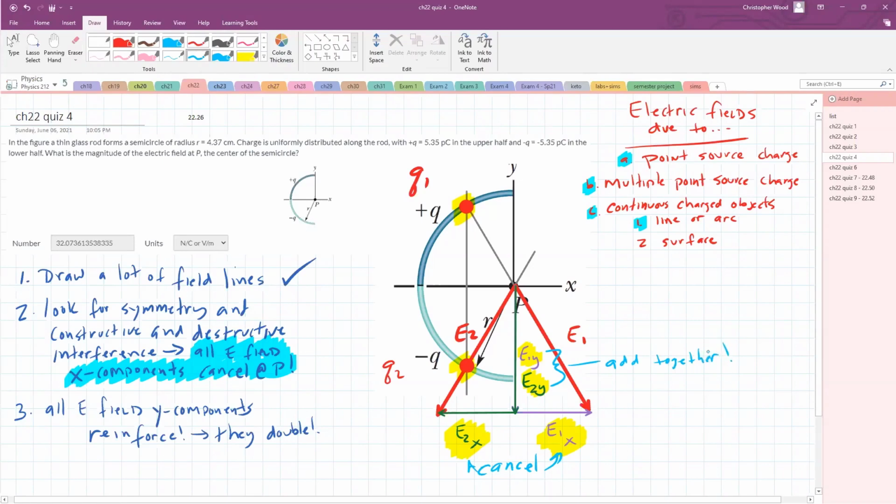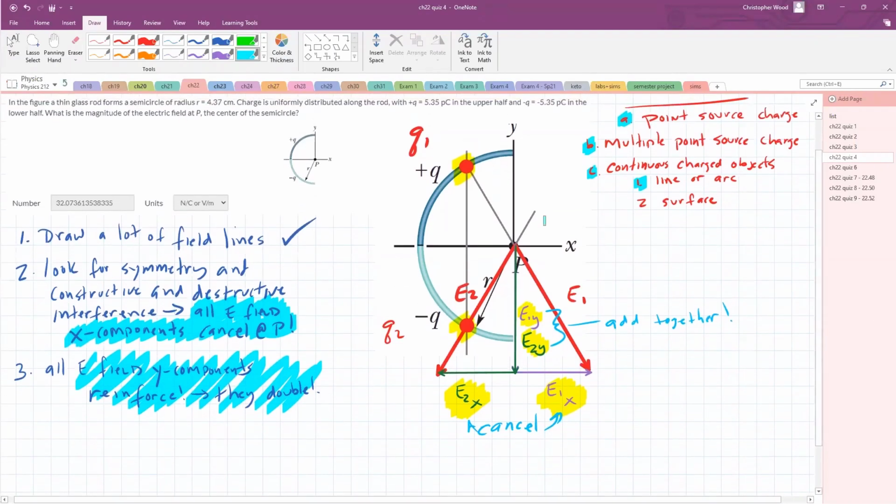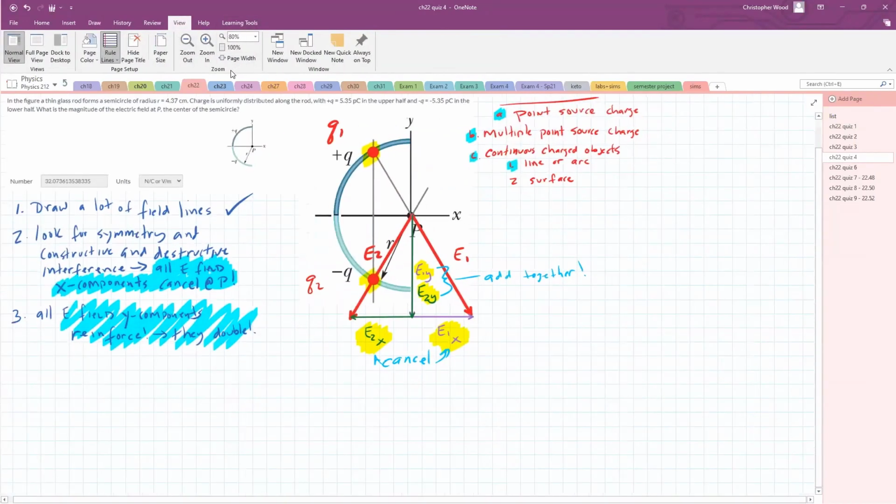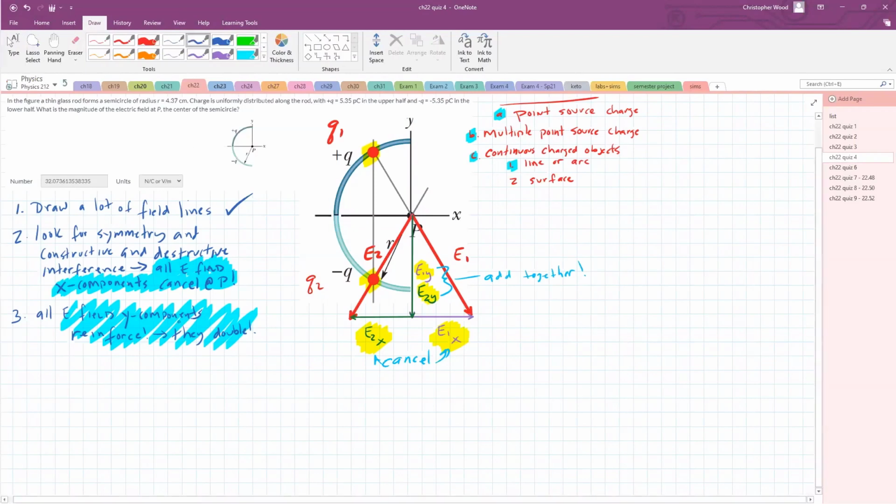Let's proceed now that hopefully I've explained these two statements: the Y components double, the X components cancel. Let's say to ourselves, in all honesty, I know how to deal with point charges, but I don't know how to deal with line charges, lines of charge, or arcs of charge, continuously charged objects. So I'm just going to fall back onto point charge.